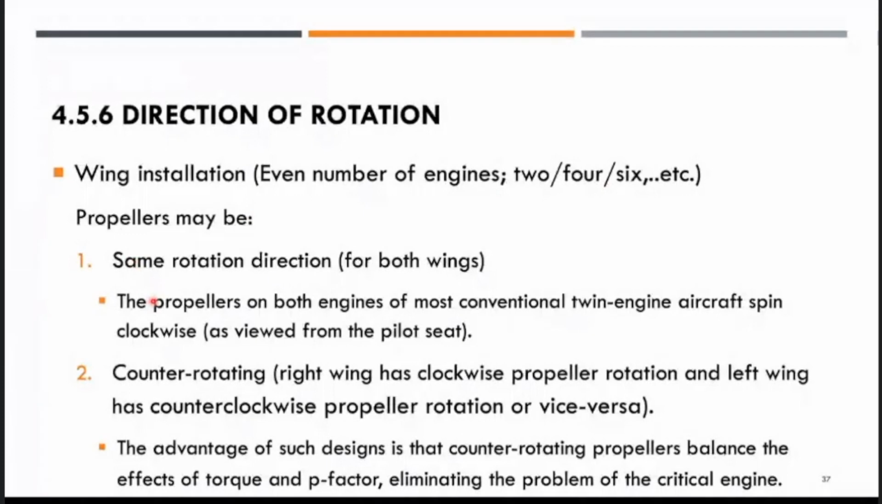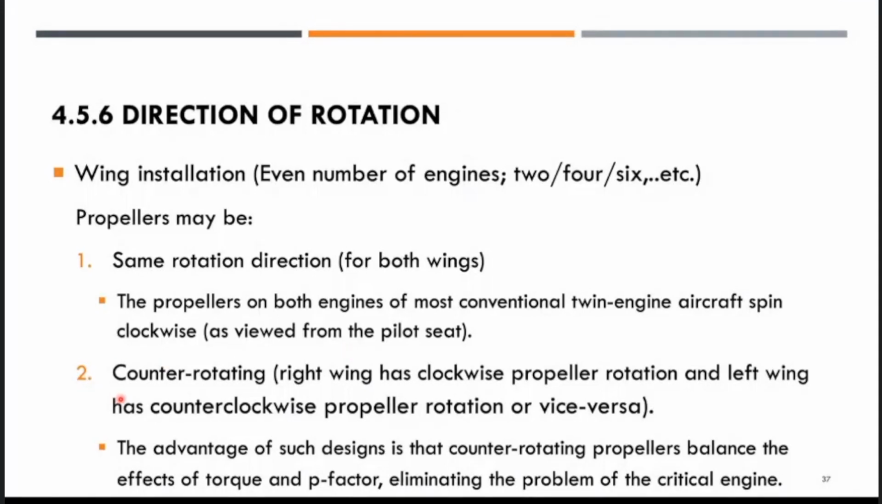So propellers may have the same rotation direction. If it is 2 engines, both engines have the same rotation direction for both wings. The propellers on both engines of most conventional twin engine aircraft spin clockwise as viewed from the pilot seat. Clockwise from the pilot seat and not from the people on the ground.